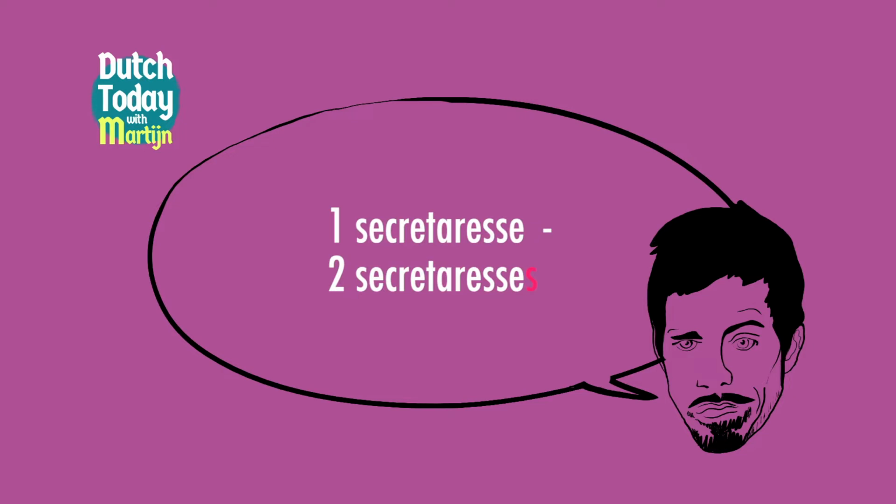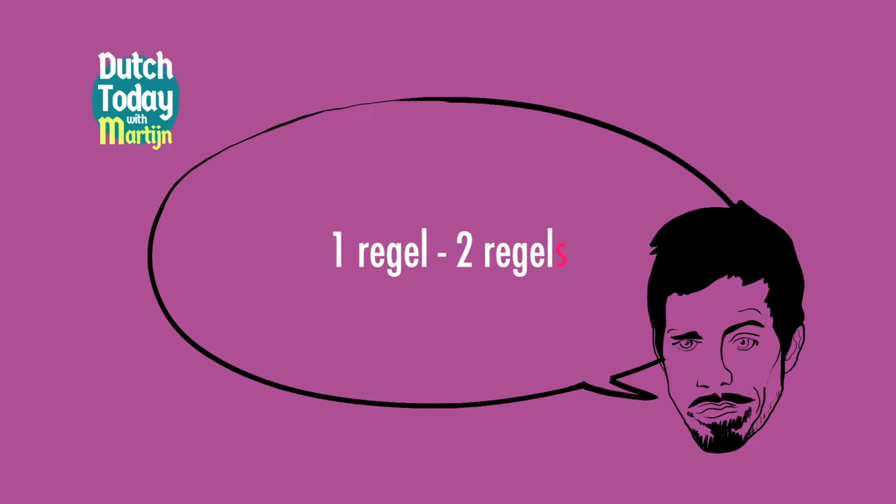So other words that usually get an S are words that end on L, M, N, R, or an E if it's a schwa. So earlier I said één café, twee cafés. It ends on an E, but it's not a schwa. A word that ends on a schwa, for example, would be één secretaresse, twee secretaresses. Eén regel, twee regels. Eén bezem, twee bezems. Eén keuken, twee keukens. Eén dokter, twee dokters. So as you can hear, all of these end on a schwa with another letter.